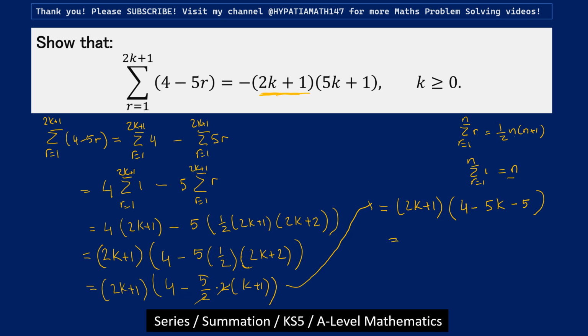And that is equal to 2k plus 1 times minus 5k minus 1, and that is equal to, taking minus outside, minus of 2k plus 1 times 5k plus 1, and that is proved.